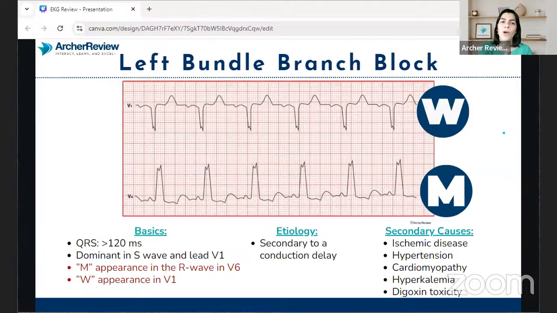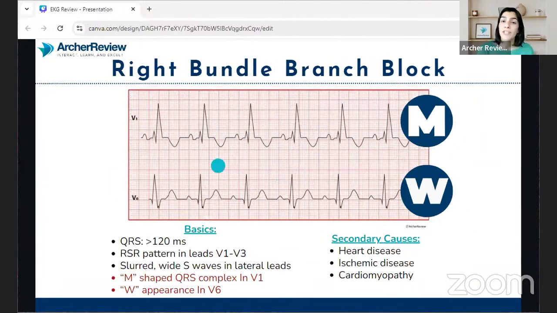And how do you know whether it's a left bundle or a right bundle branch block? Remember, we talked about lead placement. So those chest leads, V1 through V6. I like to look at my chest leads to see where I'm seeing that M. If I'm seeing it in the left chest leads, more in V5 and V6, I know that's a left bundle branch block. If I'm seeing it more in my right chest leads, V1 to V2, I see that M, I know that's a right bundle branch block.